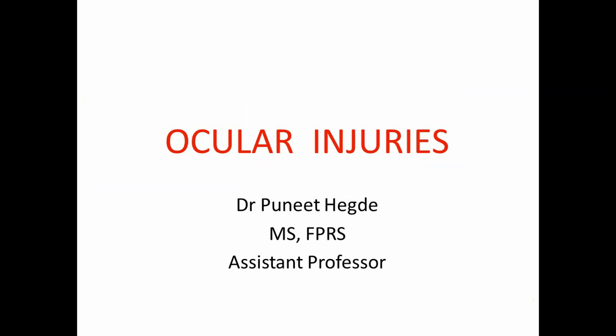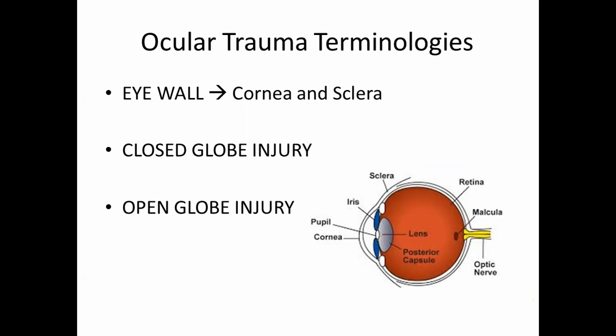Today we'll be talking about ocular injuries. Before we go into the topic proper, there are a few terminologies under ocular trauma that one needs to be familiar with. First and foremost is the concept of the eye wall. Now what exactly forms the eye wall? The eye wall is formed by two layers, the cornea and the sclera. The cornea forms the anterior 1/5 and the sclera forms the posterior part of the fibrous coat of the eye. So cornea and sclera together form the eye wall.